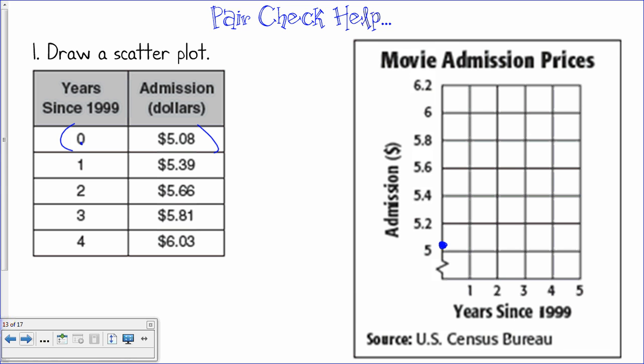And then 1 and 5.39 will go where? Right below the 5.4. And then 2 and 5.66, which will probably be a little bit over that line. 3 and 5.81, a little bit over that line. Then 4 and 6.03, right there. What kind of correlation do we have? Positive, good. My line of fit is probably right in there, pretty close to them, maybe a little off.